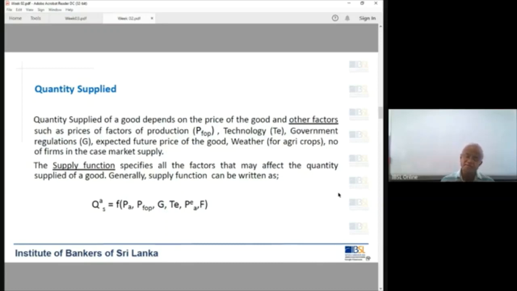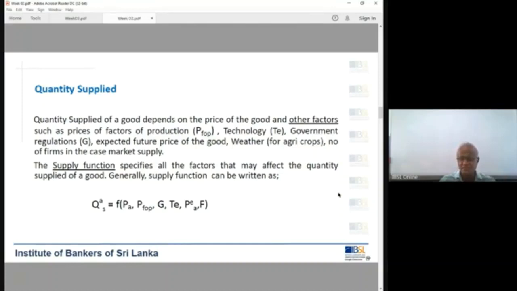Then, as on the demand side, the expected future price of paddy is also one of the key factors for the quantity supplied of paddy today. Then the number of firms, number of suppliers, number of paddy farmers in the country, right? So this complete function is called the supply function. The supply function specifies all the factors that may affect the quantity supplied of a good. Generally, the supply function can be written like that.